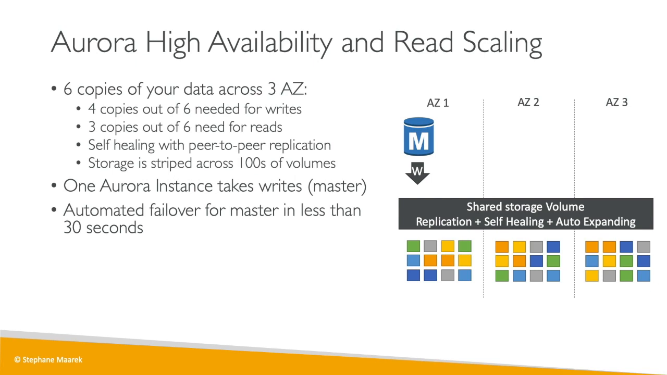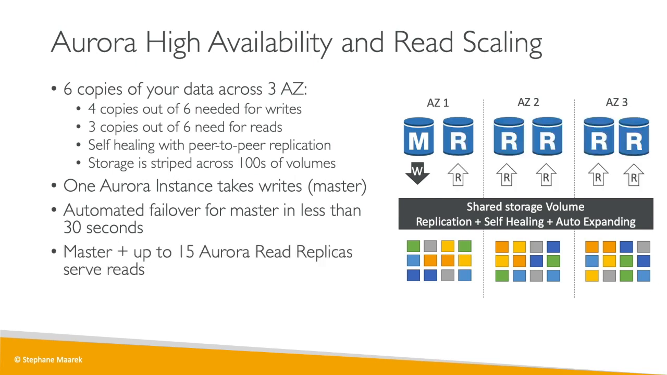On top of the master, you can have up to 15 read replicas, all serving reads. So you can have a lot of them, and this is how you scale your read workload. Any of these read replicas can become the master in case the master fails. So it's quite different from how RDS works. But by default, you only have one master. The cool thing about these read replicas is that they support cross-region replication. So if you look at Aurora on the right-hand side of the diagram, this is what you should remember.